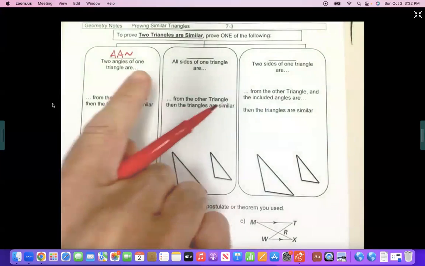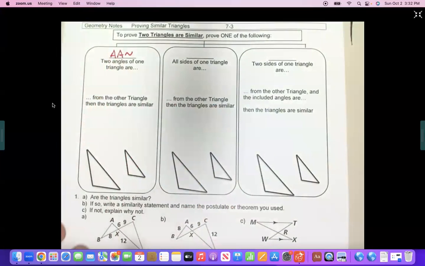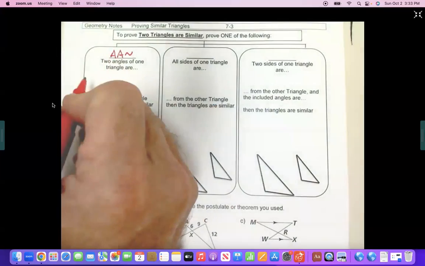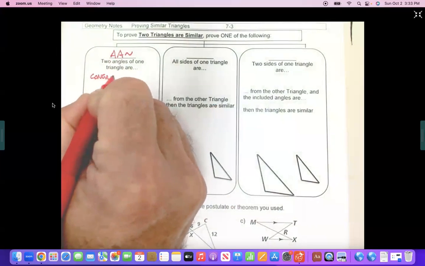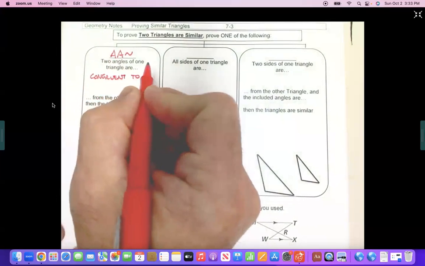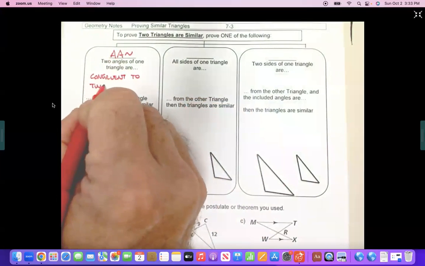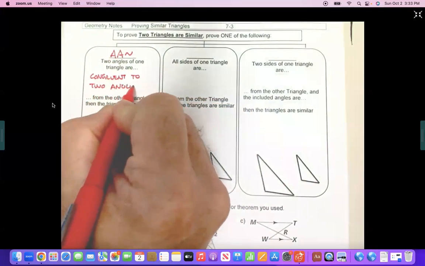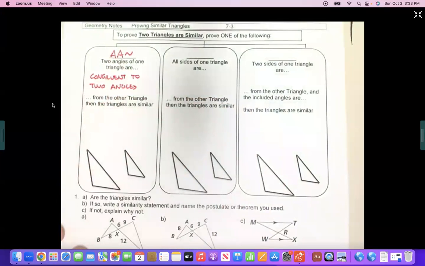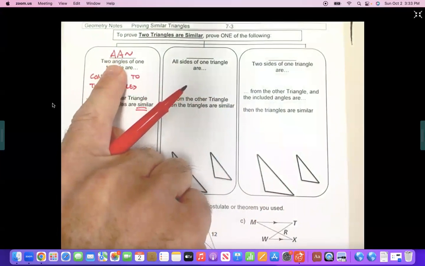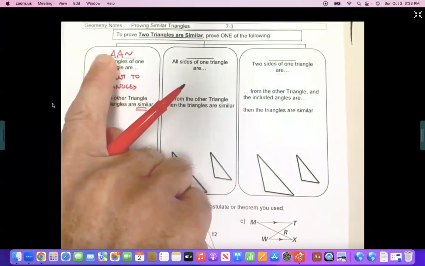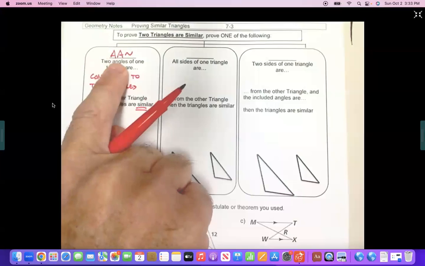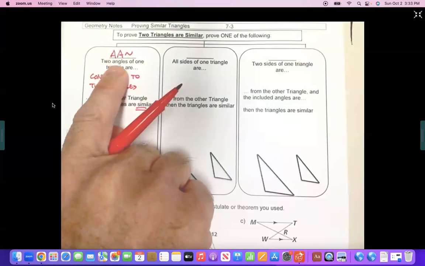And this is a theorem that goes like this. It says if two angles of one triangle are congruent to two angles from the other triangle, then the two triangles are similar. You'll notice that this is different than our congruent triangle theorems, where we had side-side-side, for example, or side-angle-side.